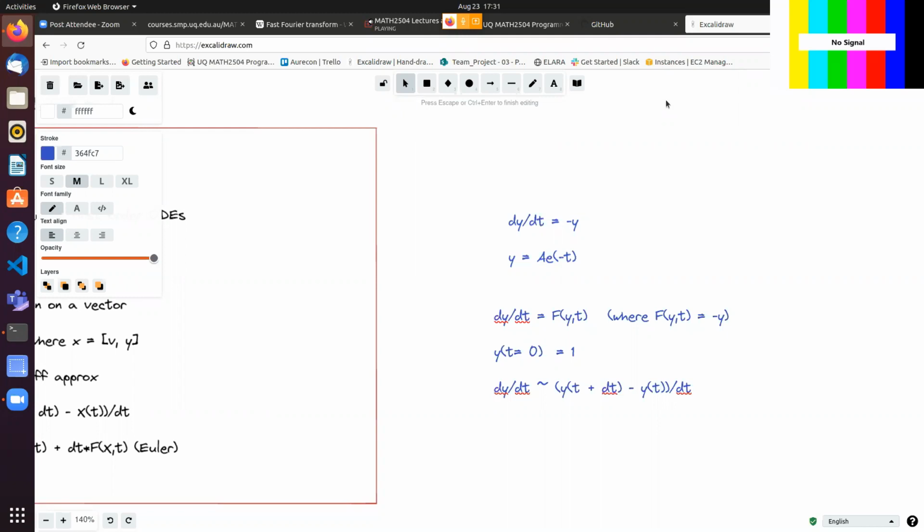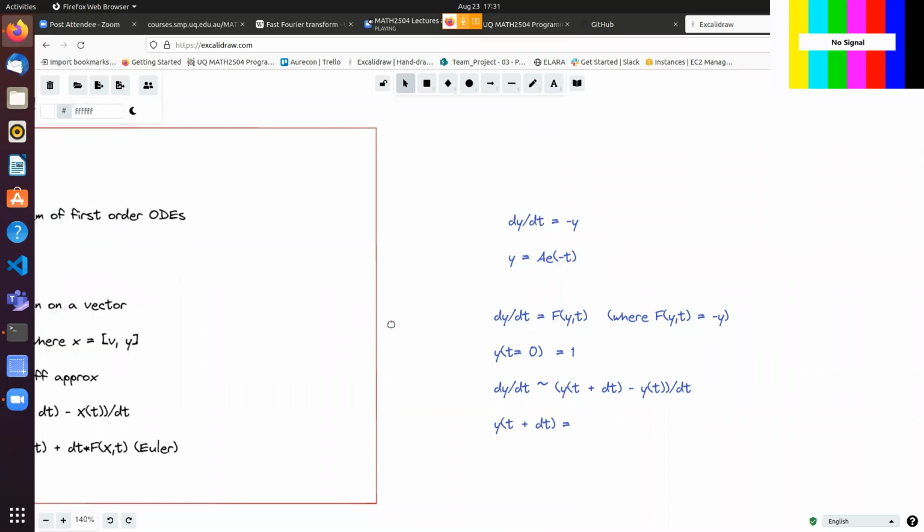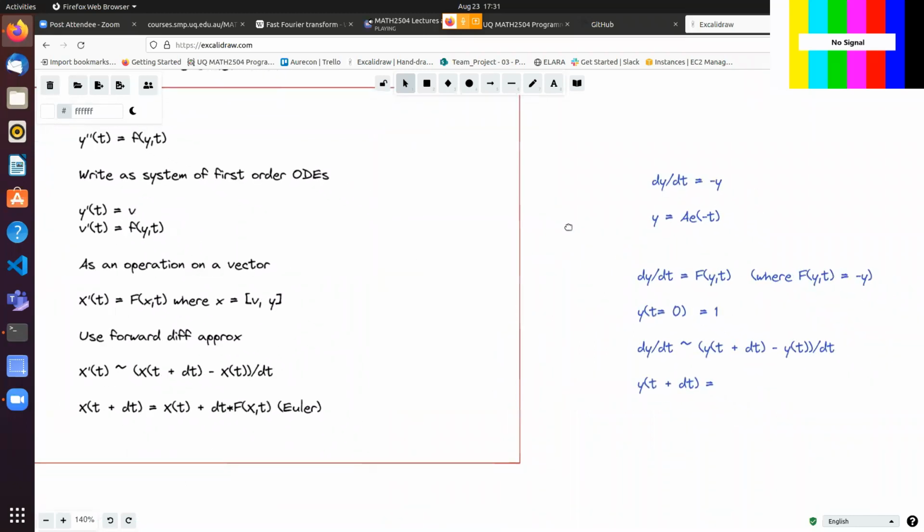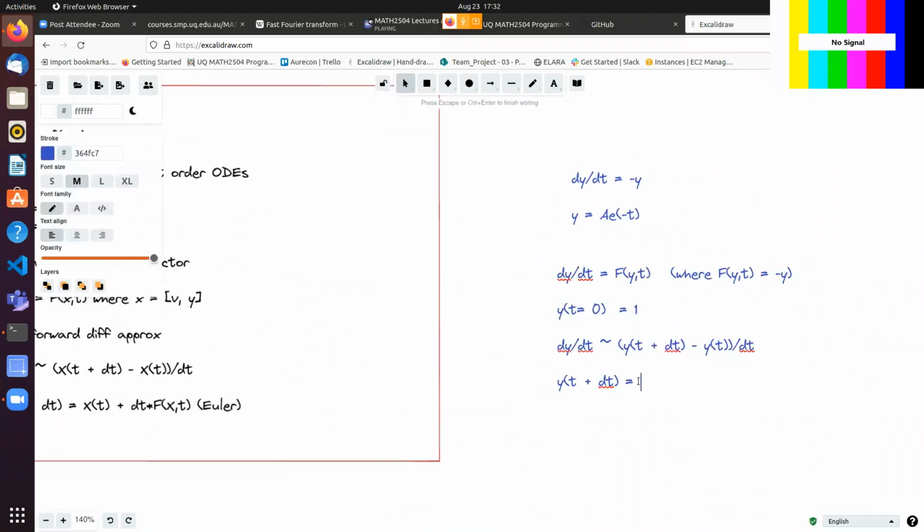So rearrange that. We care about what happens at the next time step, so that's y of t plus dt equals y of t plus dt times f of y, t. That's just a really simple rearrangement of this, where this equals f of y, t.